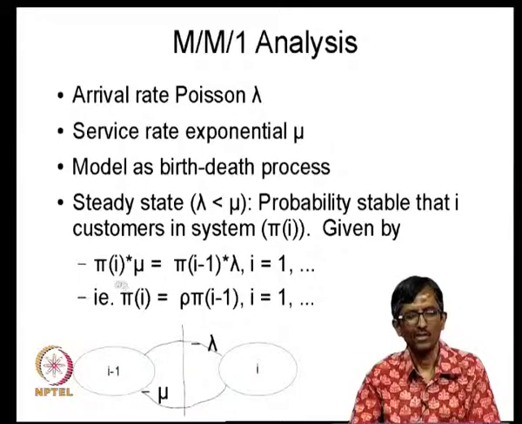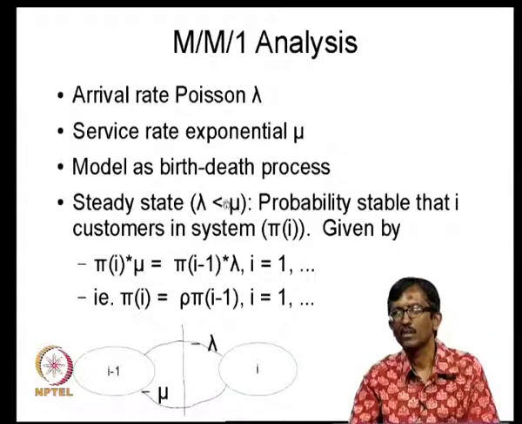Or you can just look at it from the point of view of probabilities: pi of i minus 1 going to this, times lambda, should be the same as pi of i and a job getting finished, times mu. So pi of i is equal to lambda by mu times pi of i minus 1, where lambda by mu is rho, which is called utilization. Since I am assuming lambda is less than mu, lambda by mu will be less than 1. So pi of i equals rho times pi of i minus 1, and this is true for i equal to 1, 2, etc.